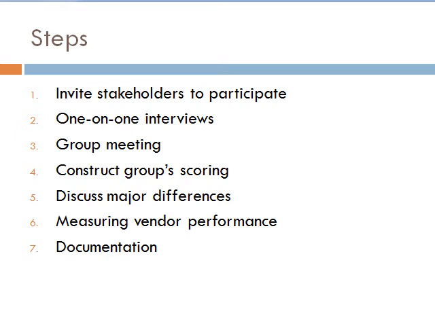In step 5, the group discusses the major differences, clarifies their assumptions, and redoes the scoring procedure. In step 6, the group measures the vendor's performance on various criteria and uses a consensus model to arrive at one overall score for the vendor. In step 7, the facilitator documents the group's consensus model and the scores that various vendors have received and distributes the results throughout the organization.